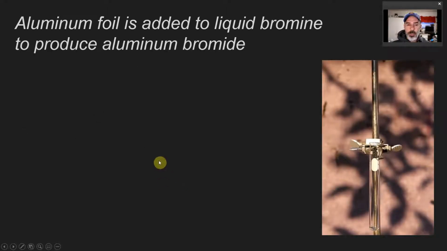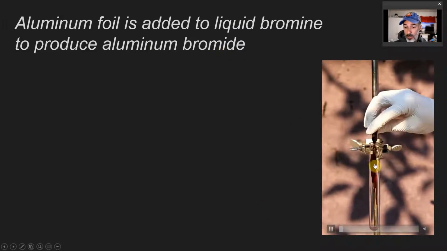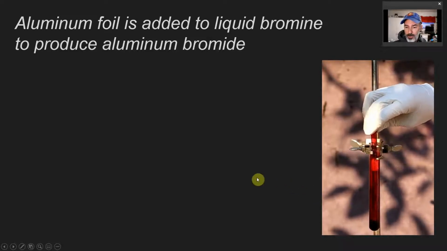So let's look at this reaction. We're going to watch somebody add aluminum foil to liquid bromine. That's pretty cool. I think we know what aluminum looks like, but we get to see what liquid bromine looks like, and it's going to produce aluminum bromide. There's the liquid bromine, by the way. Doesn't that look really cool?